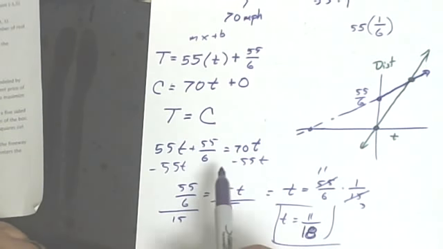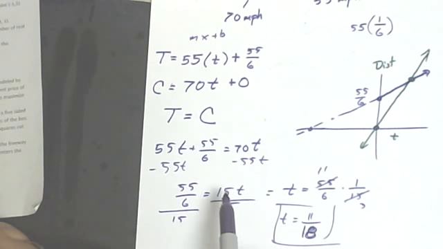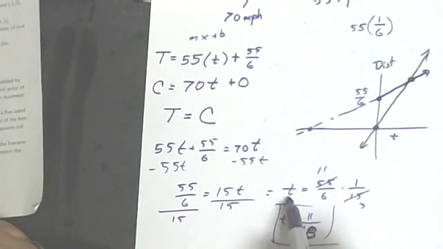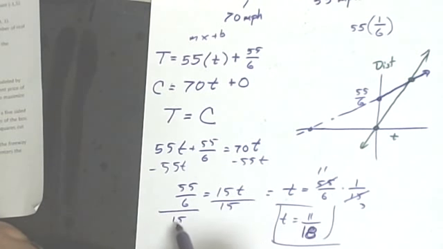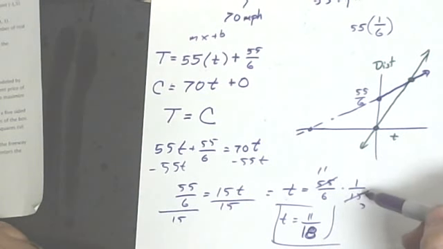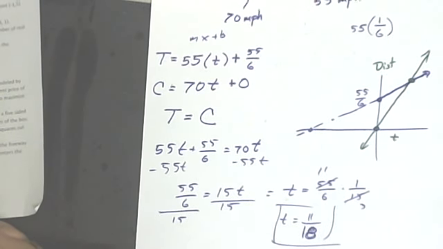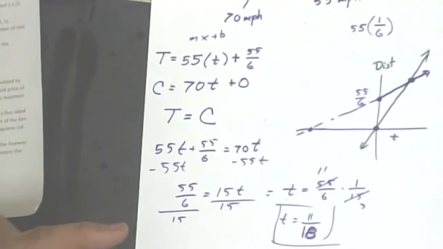So set those equal to each other, subtracted the 55, to get the 55 sixths equals 15t, divide the 15 on both sides. Set it as a multiplication, because dividing by 15 hurt my head, so I multiplied it by 1/15 instead. Cross-canceled those to get the 11/18. The question is, 11/18 what?